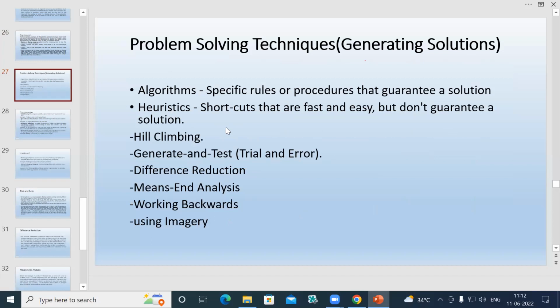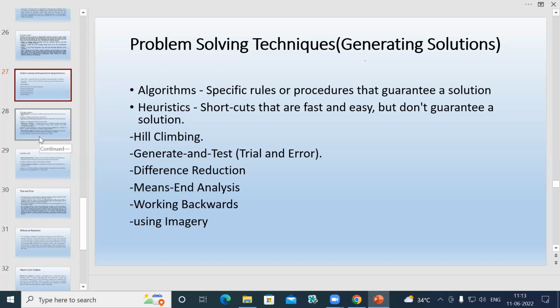So these are some problem solving techniques. As I have already said in my first slide, we always try to see around the problem. We never try to solve the problem. We always talk about the problems and problems. We should generate the solution. We should think about generating the solution. There are various kinds of problem solving, like an algorithm, where specific rules or procedures are there that guarantee a solution. Another way is heuristics. Okay, shortcuts that are fast and easy but don't guarantee a solution.